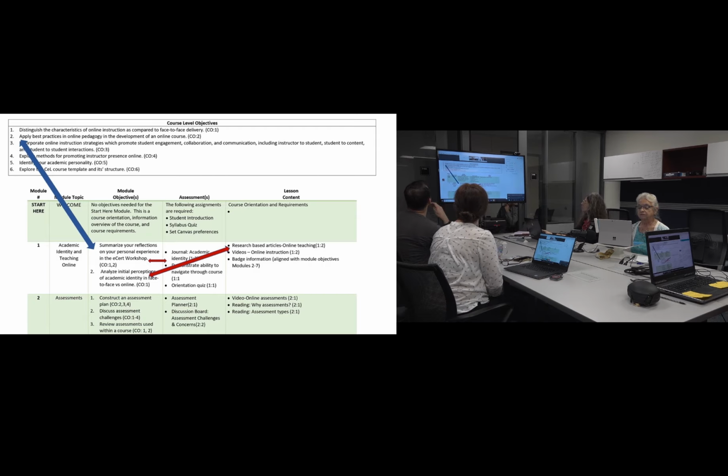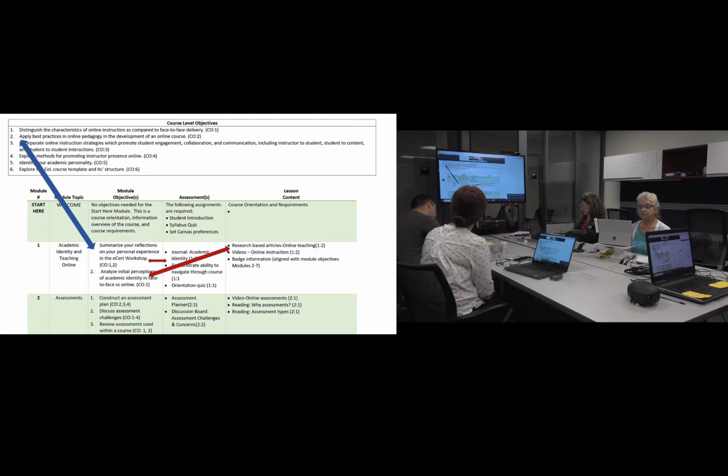Some of these would be better off in a module level. They're not very broad, but your course level objectives are always going to be broad. The difference between your course level objectives and your module level objectives is that your course level objectives are not going to be assessed. The module level objectives are assessed. So your course level objectives are always going to be broad and difficult to measure, even though they have to be measured.